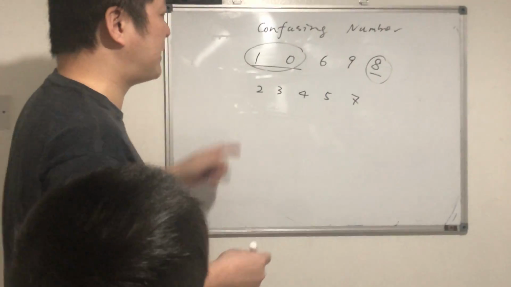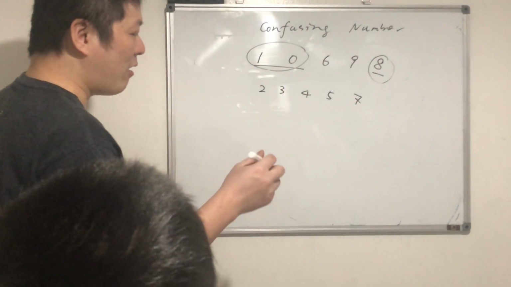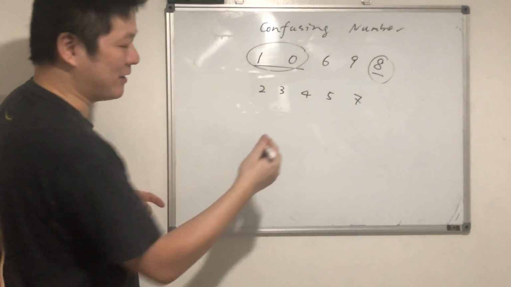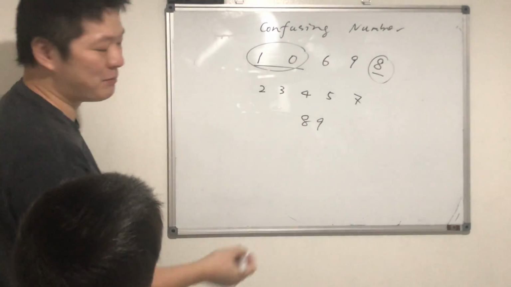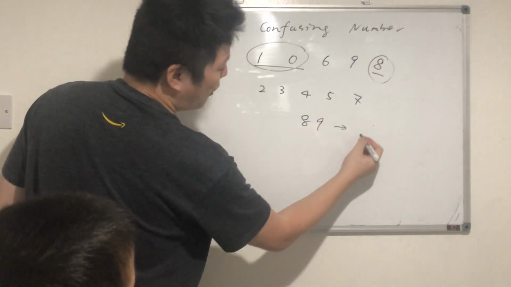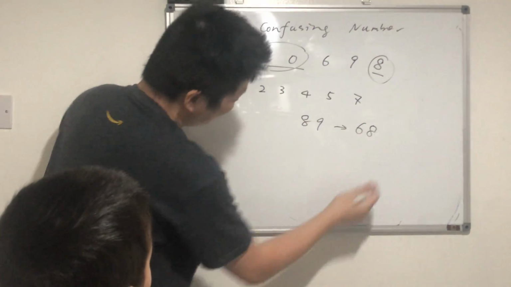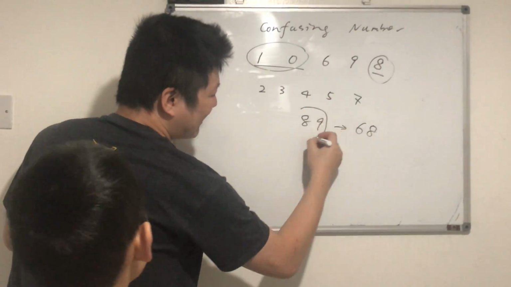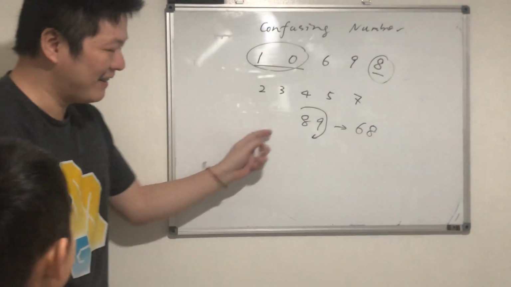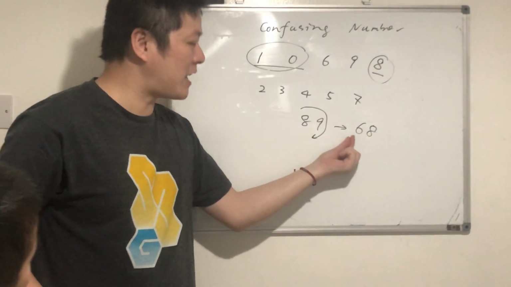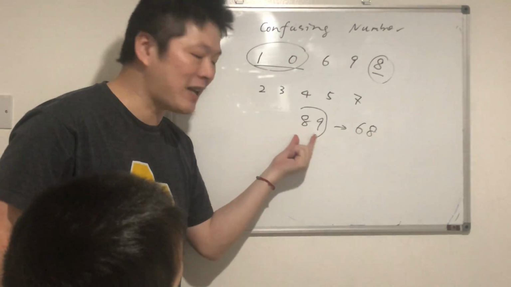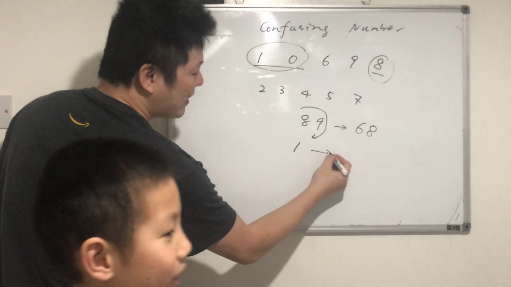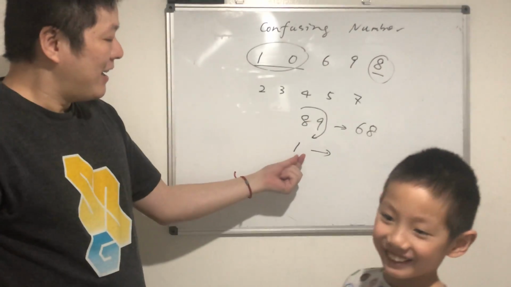So a number is a confusing number if you look at it upside down and it's a valid number, right? Like 89, if you look at it upside down, it becomes 68. Yes. It's like turning it around 180 degrees. If you turn it around, it's still a valid number, and it's not the same as the original number. It's a confusing number.